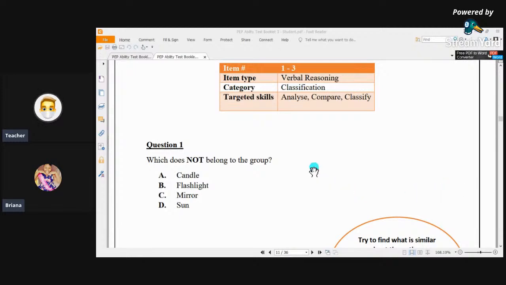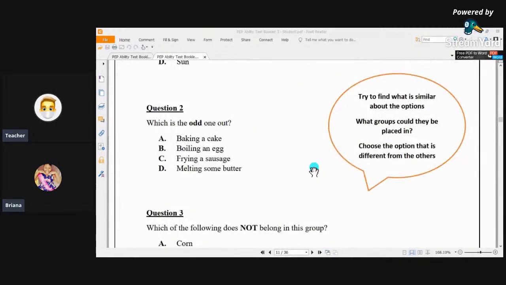Let's go to question 2. Question 2. Here's a tip. Try to find what is similar about the options. What groups could they be placed in? Choose the option that is different from the others. So that's a tip. Okay. Let's go with this one. Question 2, again, to our friends on YouTube. Which is the odd one out?